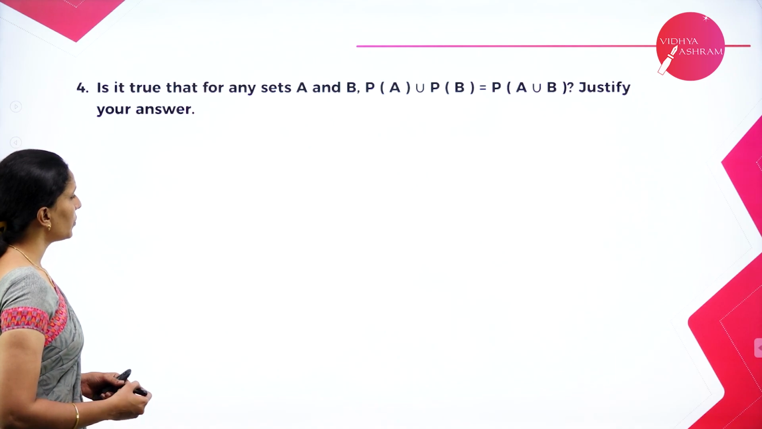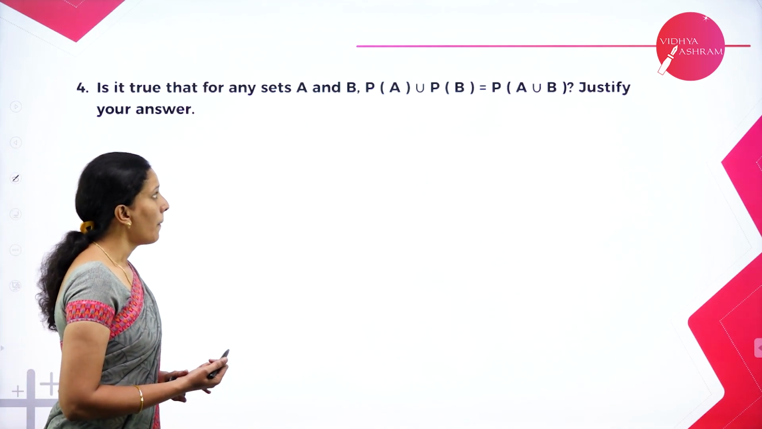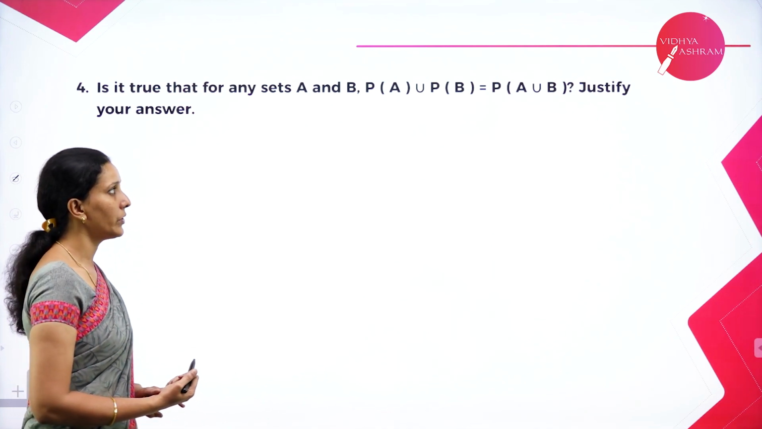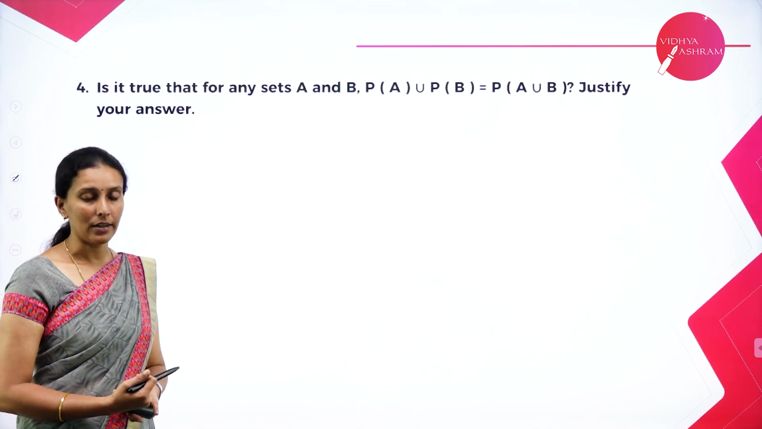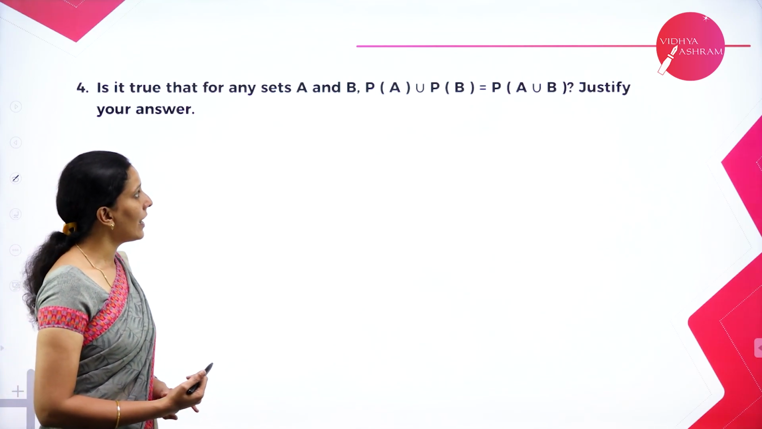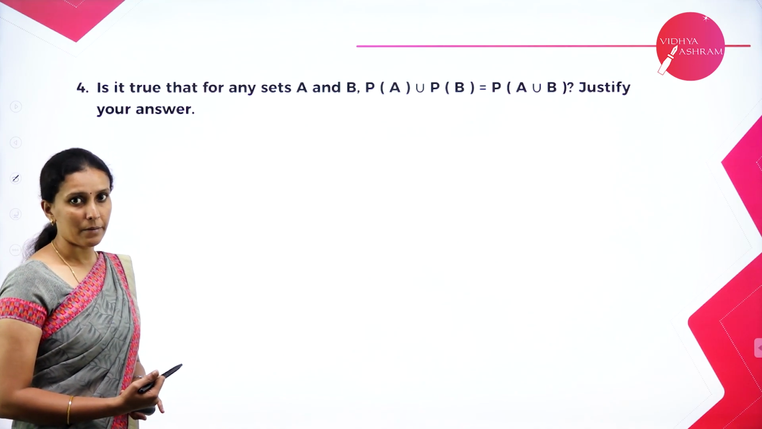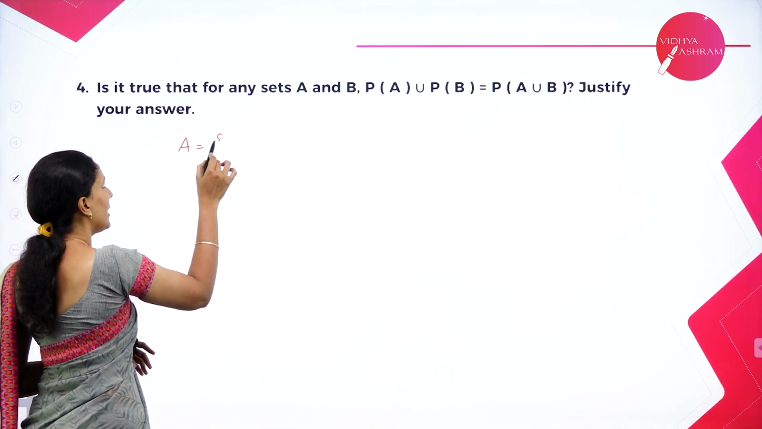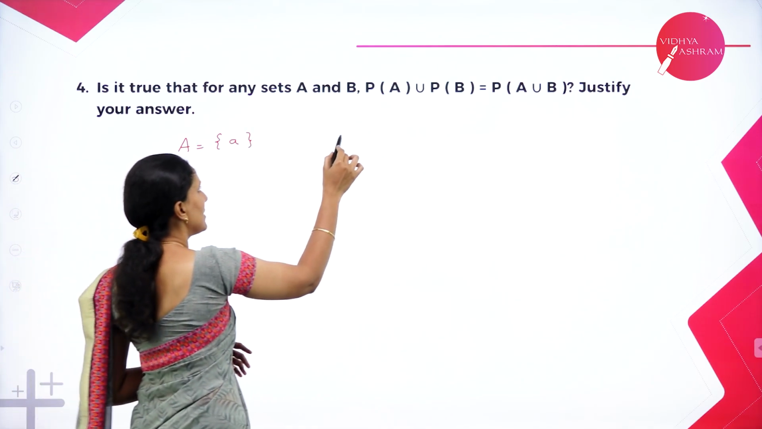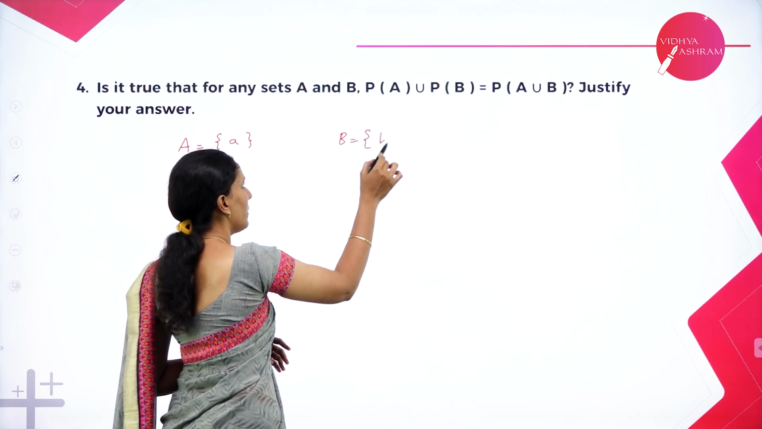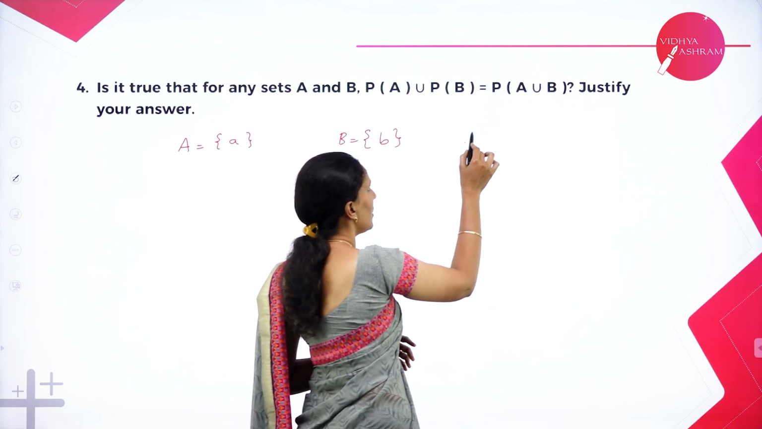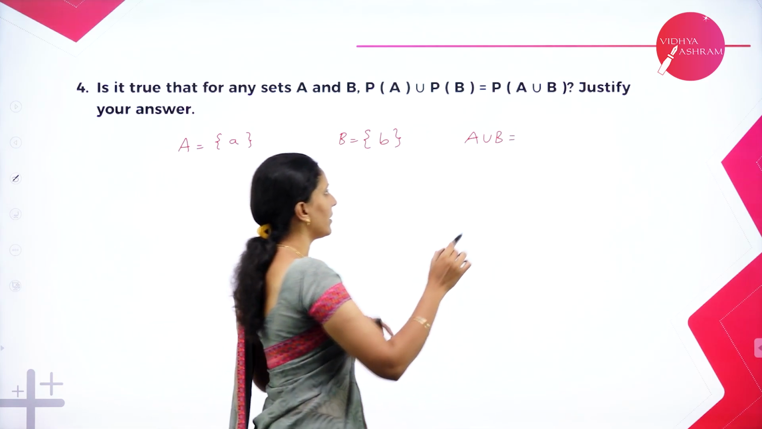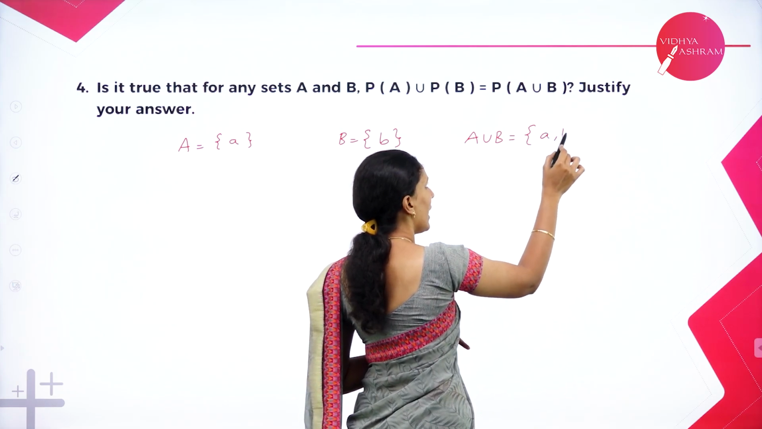Next, is it true that for any sets A and B, power set of A union power set of B is equal to power set of A union B? Justify your answer. So let us take an example and try to verify whether this statement is true or not. Let me take set A containing an element a and set B containing an element b. And let me take A union B. What is A union B? The elements contained in A or B. That means we have two elements, a and b.